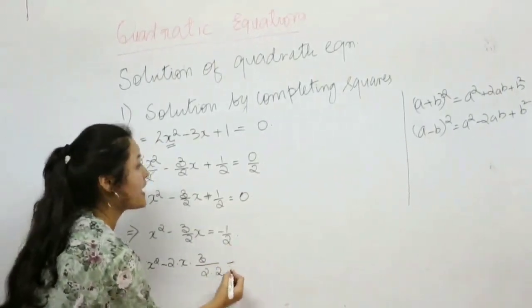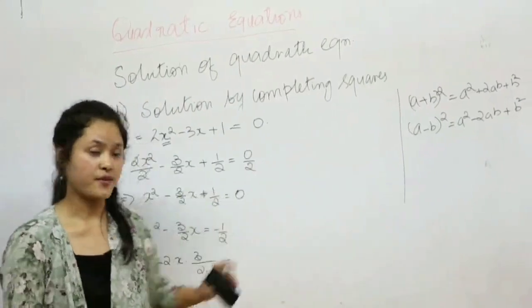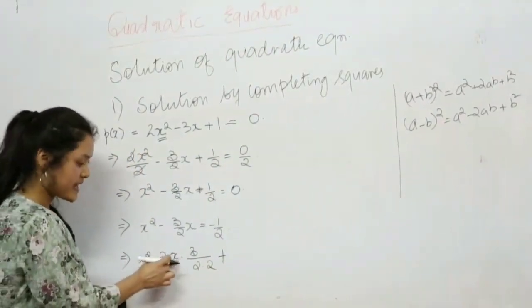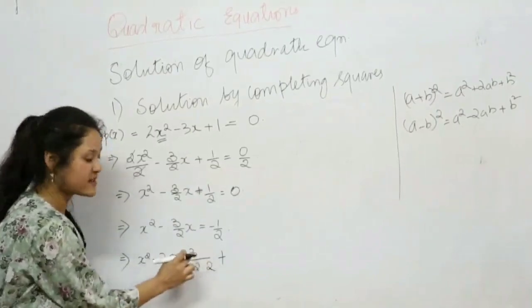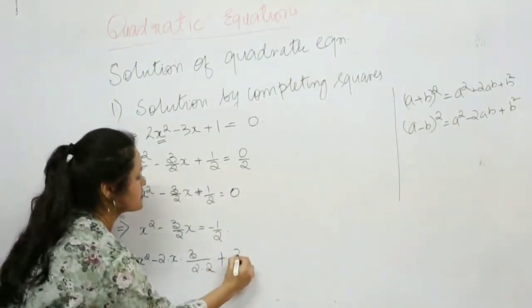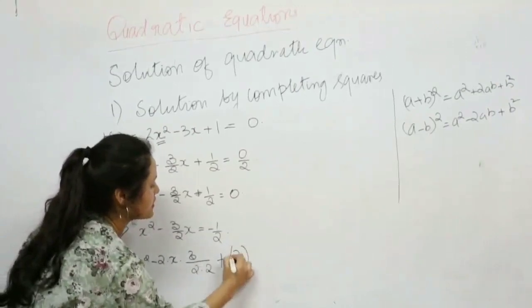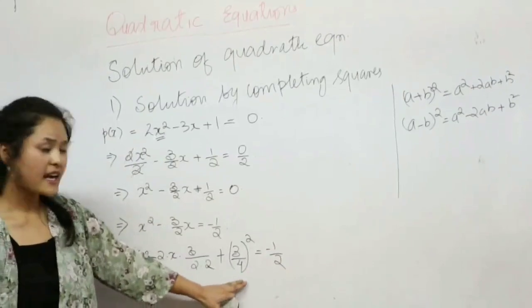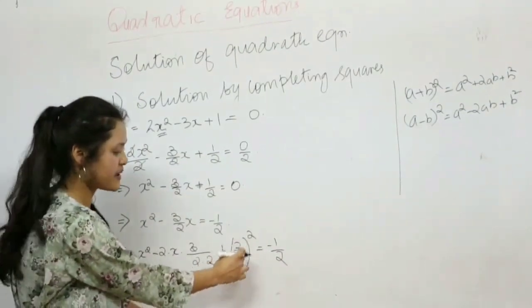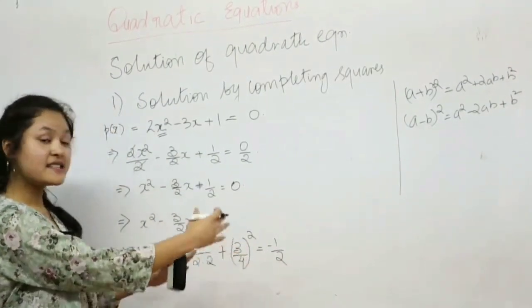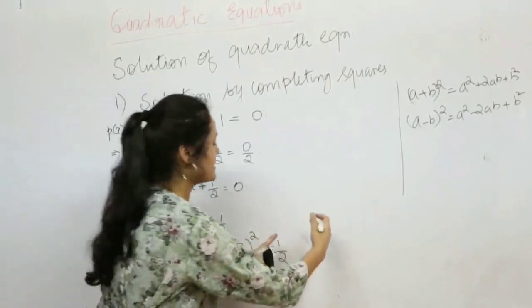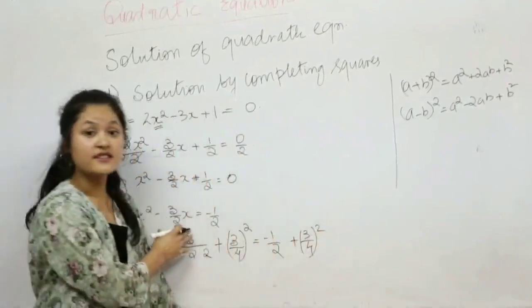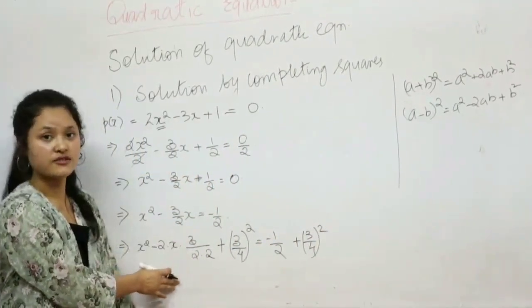Okay. And the next term is b square. So you have seen here that this one is a square minus 2ab. Your b is 3 by 4. So it should be 3 by 4 whole square equal to minus half. But I have just added this 3 by 4 whole square myself. So to balance this equation, I have to add 3 by 4 whole square to this side also, so that this equation is not changed. Okay?